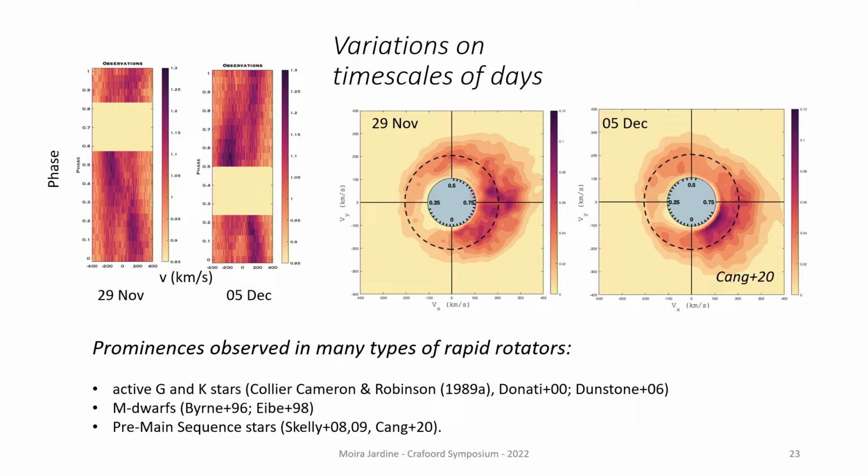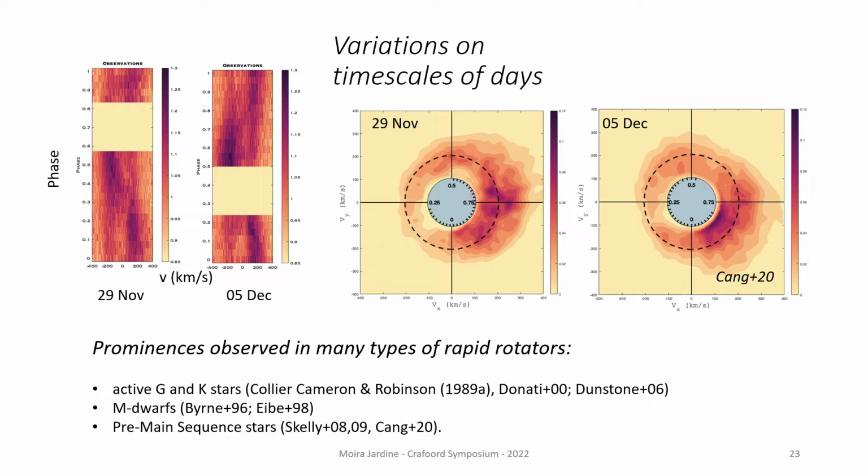These dark features that you see moving through the line are the observational signature of these cool clouds coming in front of the star and blocking out some of the light. So they transit in front of the star. These were taken about a week apart.